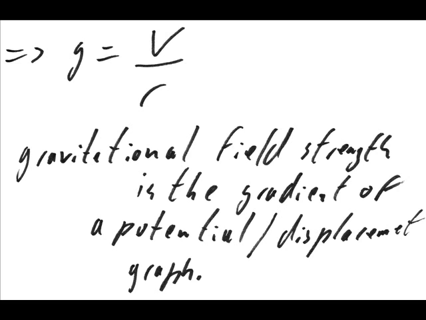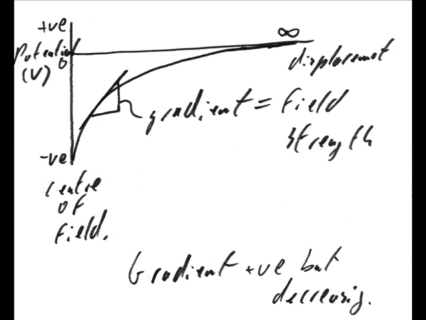The potential is the reverse of this. At infinite distance from the centre of the field, the potential is zero. As we move closer to the centre of the field, the potential decreases, whereas field strength increases, until it is at its maximum negative value at the centre of the field.